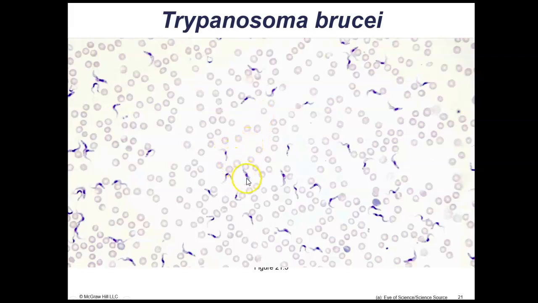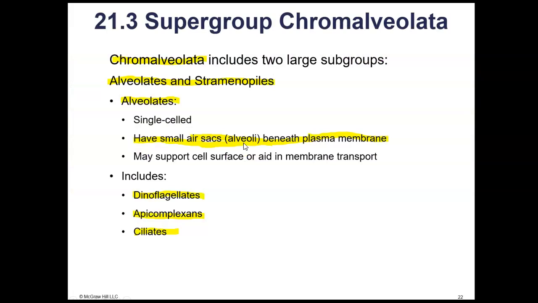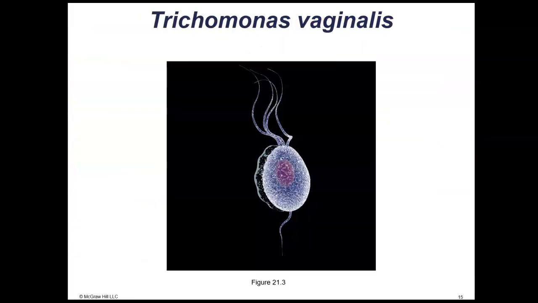And this is actually a really good image here. You can see the trypanosoma really clearly. And the other round cells are red blood cells. Okay, so that was the excavata. Let's go back and review.